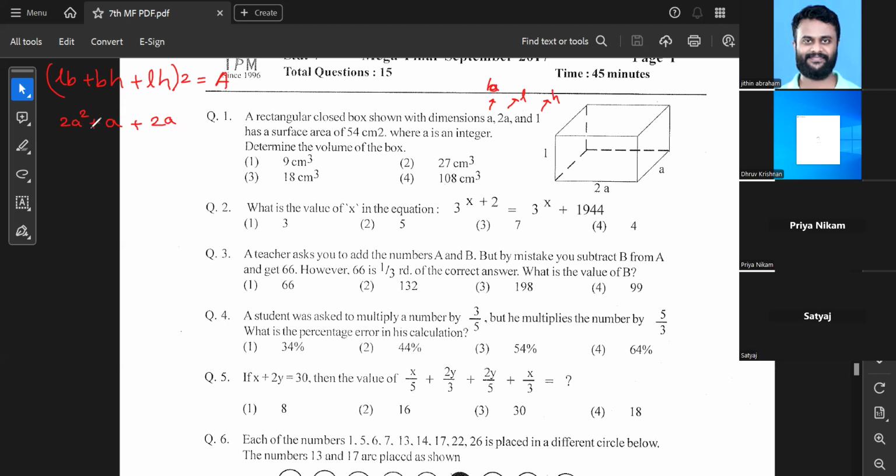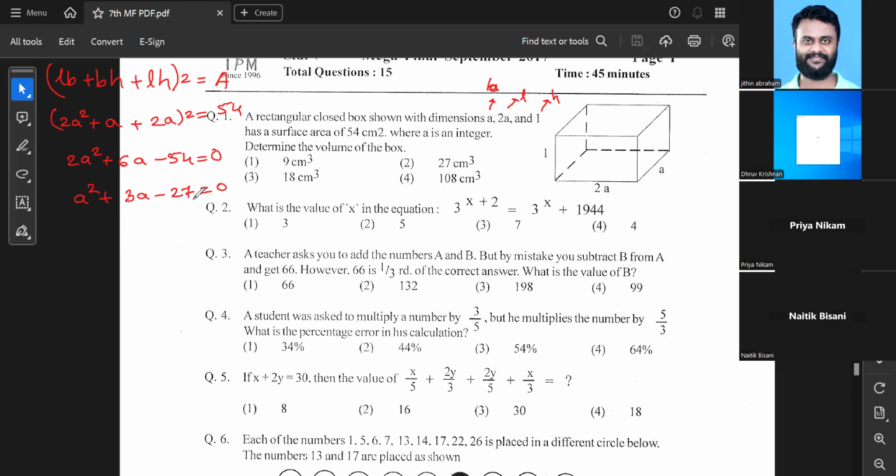In this case, they have given us 54 centimeter square. So it's 3A, 6A. So it's 2A square plus 6A minus 54 is equal to 0. From here, you can find A's value. Actually, 2 can be eliminated, so this will become A square plus 3A minus 27 is equal to 0.